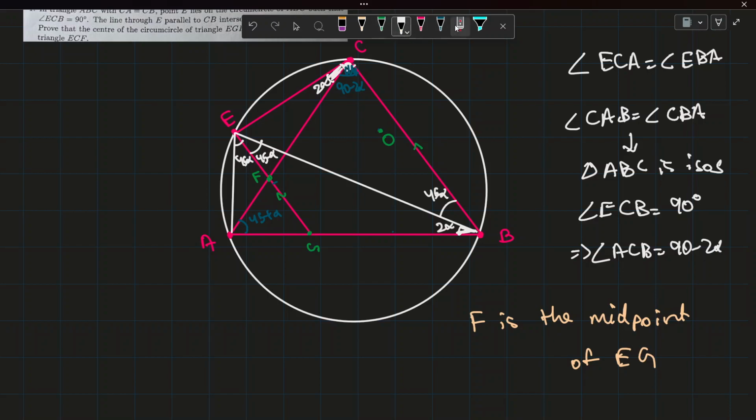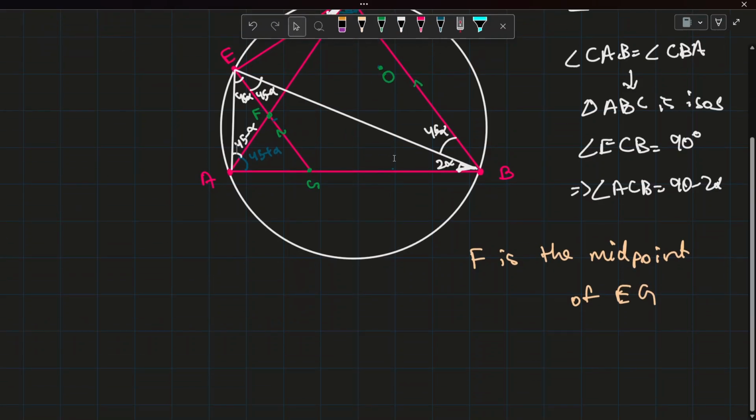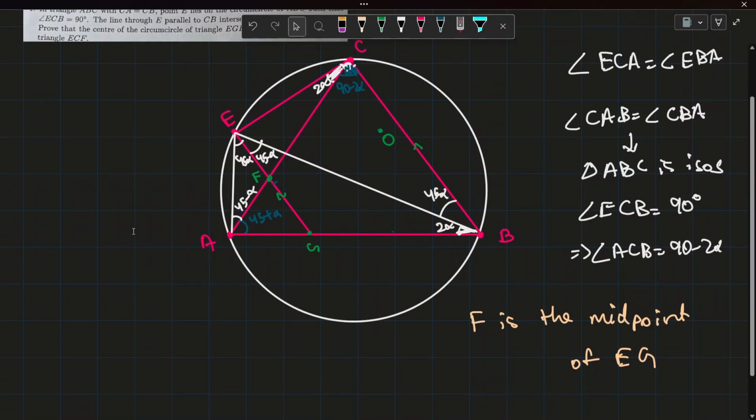Also note that this angle here is equal to this angle here, of course, by angles in the same segment. So this angle becomes 45 minus alpha. And now if you notice, we are forming an isosceles triangle here. This is the isosceles triangle, and hence this side will become equal to this side, and of course this is equal to this side. You can prove that very easily. So F is the center of the circle of A, E, and G, and hence F is the midpoint of the hypotenuse.